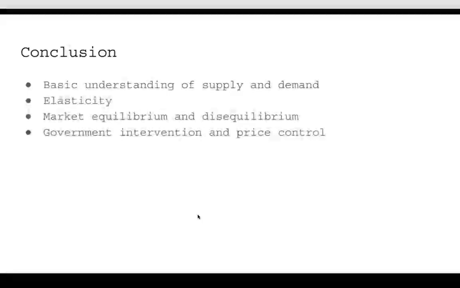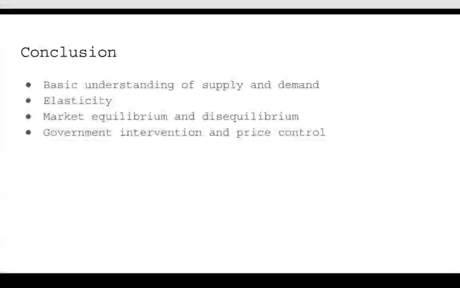In summary, we covered basic supply and demand, elasticity, and market equilibrium. We explored how markets adjust during disequilibrium, and how government policies like price controls and taxes impact the economy. Understanding these concepts helps us make informed decisions as consumers and potential business owners. Economics is all around us, shaping the choices we make every day.